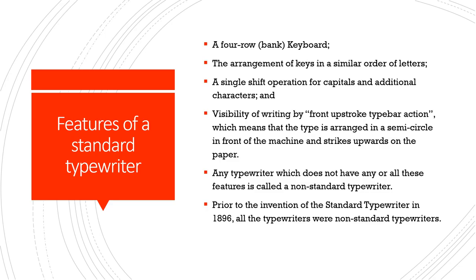And visibility of writing by front upstroke type bar action, which means the type is arranged in a semicircle in front of the machine. It means it was in the semicircular form in front of a machine. It was in a circular form and struck upward on the paper, and whatsoever key we are pressing, it was striking on the paper and printing the output.